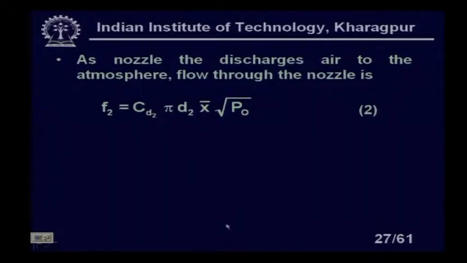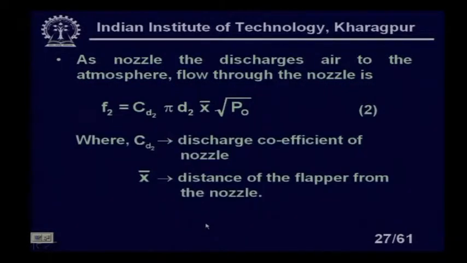C_D2 is the discharge coefficient of the nozzle, and x̄ is the distance of the flapper from the nozzle. So, the distance of the flapper from the nozzle multiplied by π D2 will give you the flow area, clear. It is coming in meter square or something like that.